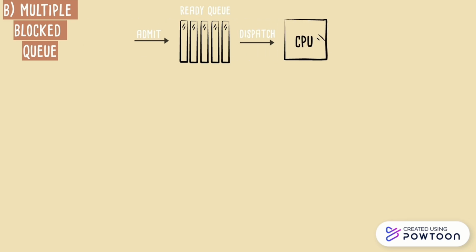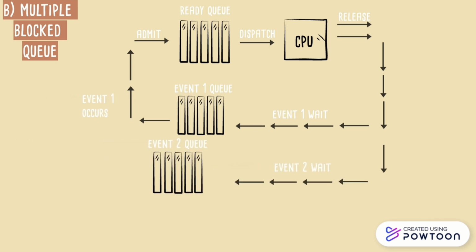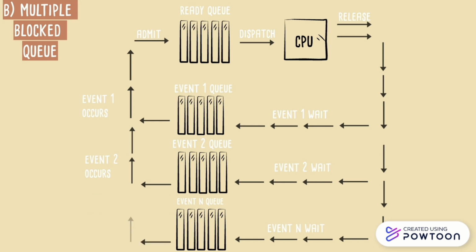This multiple blocked queue is just the same as the single blocked queue, but the difference is that the multiple blocked queue has many event queues and event waits. Each event queue is a queue where processes wait for specific events to occur. Events can be I/O operations, resource availability, or other types of wait conditions. And each event wait may need to wait for an event to complete.